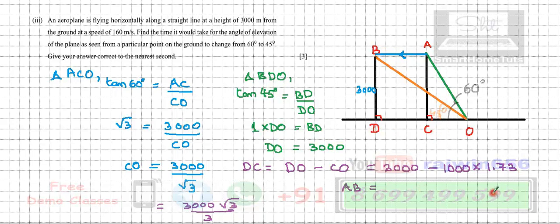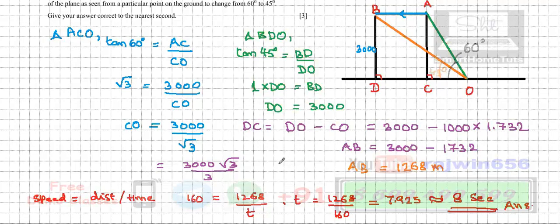Once I get this distance, I'm going to use the formula speed is equal to distance upon time, and I'm going to get the value of time which is asked. Give your answer correct to the nearest second. I'll do all the calculations and then write down the final answer. I have done all the calculations, and the answer to the nearest second comes out to be 8 seconds. You can take down the sum and then we'll go on to the next question.